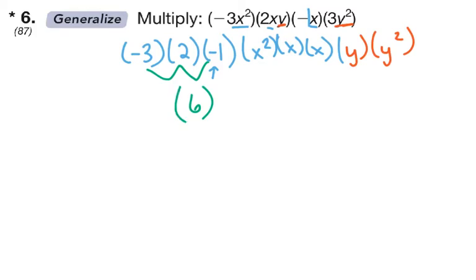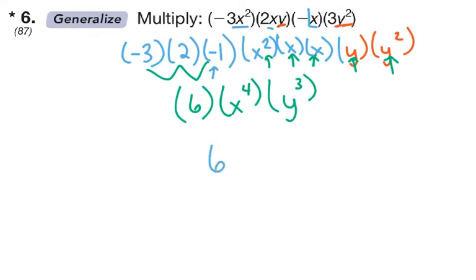Then we have x squared, and we have 2 more x's. So we have 2 x's here, and that's 3 and 4. So we have x to the power of 4. And then we have y right here, and then 2 more y's, so y to the power of 3. So when we write our final number, we're going to write 6, x to the power of 4, y to the power of 3. And we ended up with positive, so we're good.